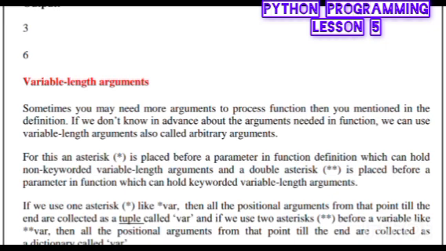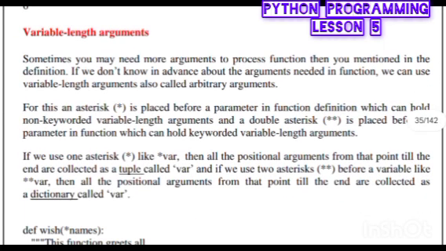Sometimes you may need more arguments to process a function than you specified in the definition. We use variable length arguments, also called arbitrary arguments. An asterisk placed before the parameter in the function definition can hold non-keyword variable length arguments, and a double asterisk placed before the parameter can hold keyword variable length arguments.